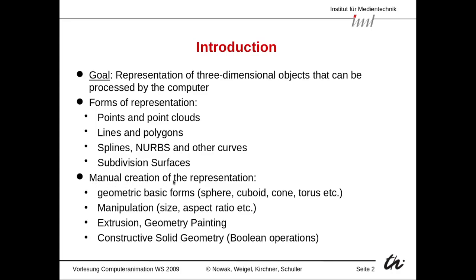Then we have the manual creation of the representation. So we have geometric basic forms like spheres, cubes, cones, torus, etc. And we basically combine those basic forms into a bigger 3D object. Then we want to manipulate it, like changing size, aspect ratio, and so on. Then we have extrusion and geometry painting. So this is another way to obtain 3D objects from a 2D form, for instance.